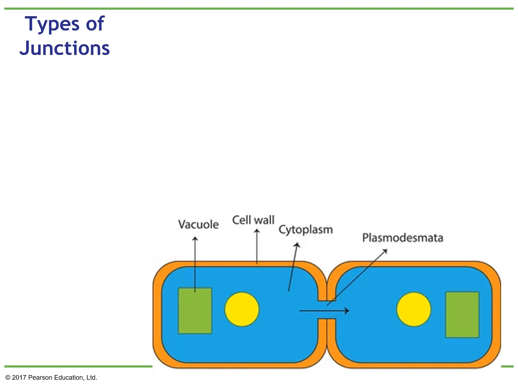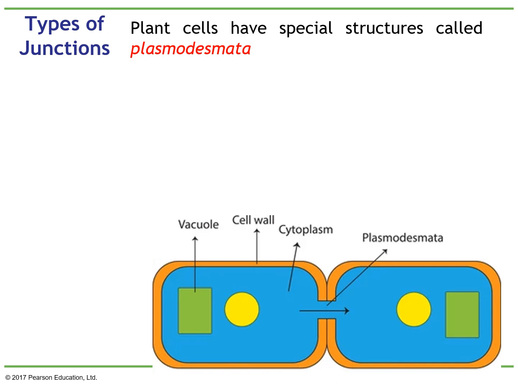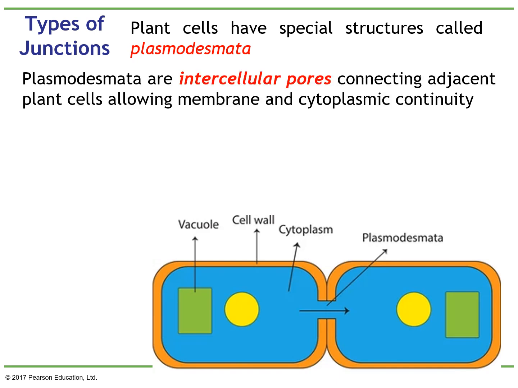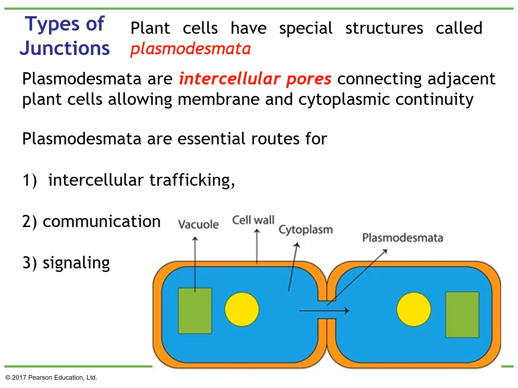And in the future, studying fungi is amazing to talk about their genetics and cell biology. So again, plasmodesmata are found in plants, and they are intercellular pores that allow membrane and cytoplasmic continuity. And they are used for intercellular trafficking, communication, and signaling.